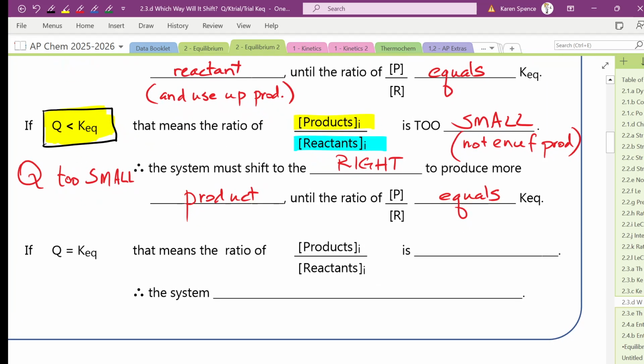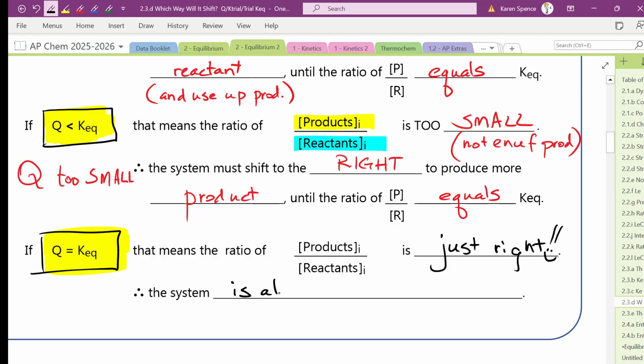And if Q is equal to KEQ, that means the ratio of products to reactants is just right. And therefore, the system is already at equilibrium. And it does not shift.